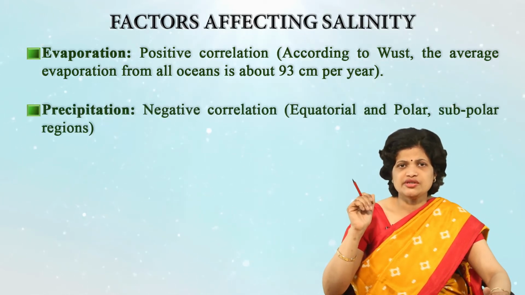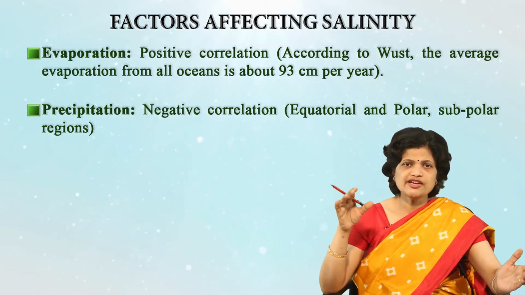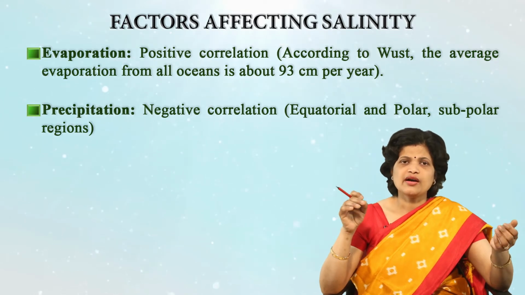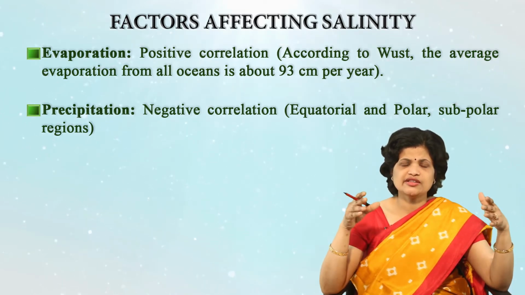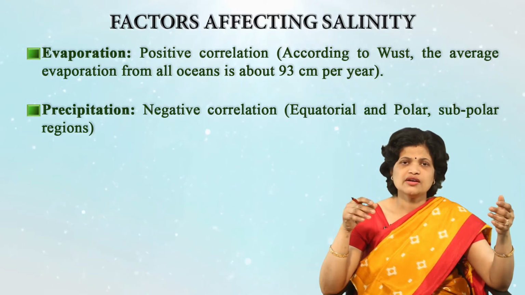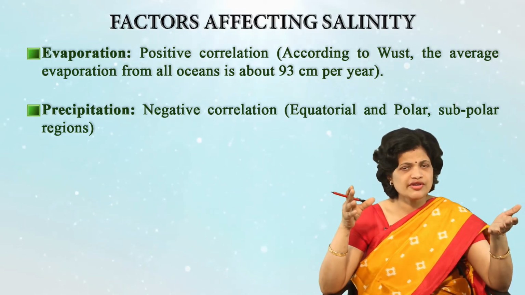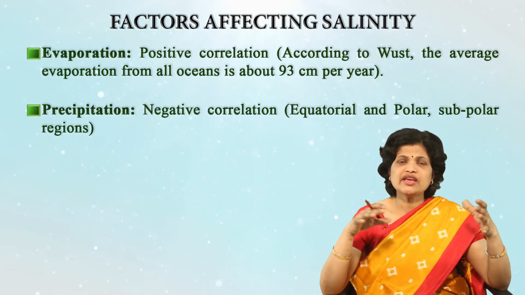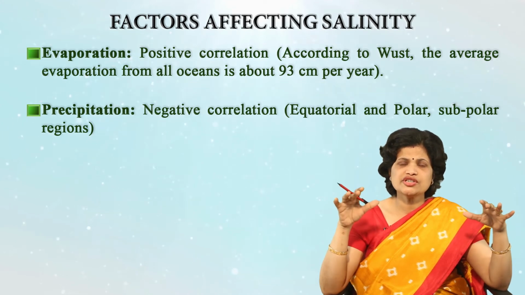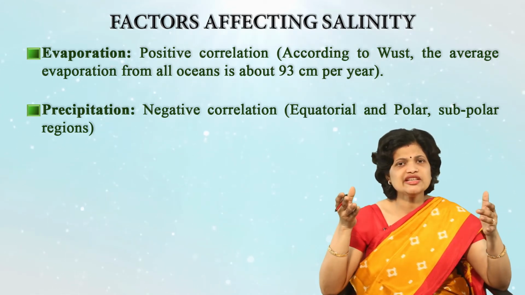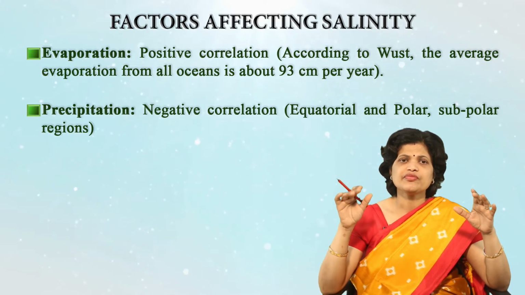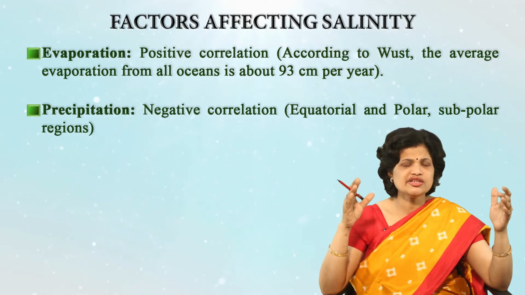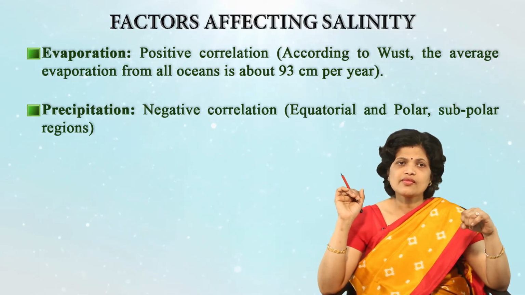Now, coming to precipitation, you can just correlate. Precipitation has a negative correlation with the amount of salinity. Since fresh water precipitates in the form of rainfall or snowfall, whether it is in equatorial regions in the form of rainfall, or in the polar or subpolar regions in the form of snowfall, it will increase the water content in the ocean water, so the proportion of salts will automatically decrease. So this is a negative correlation. That means the higher the precipitation, the lower the salinity of the oceans.